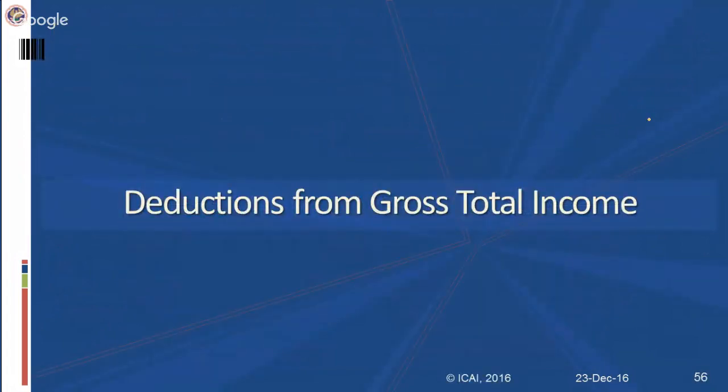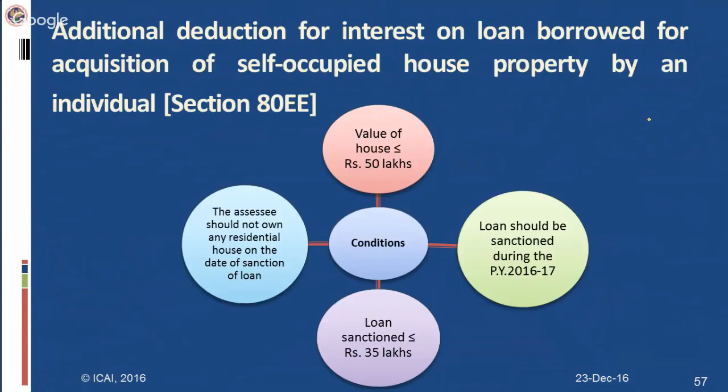Deductions from gross total income, I will take. Section 80EE has been inserted this year to provide additional deduction for interest on loans borrowed for acquisition of self-occupied house property by an individual.